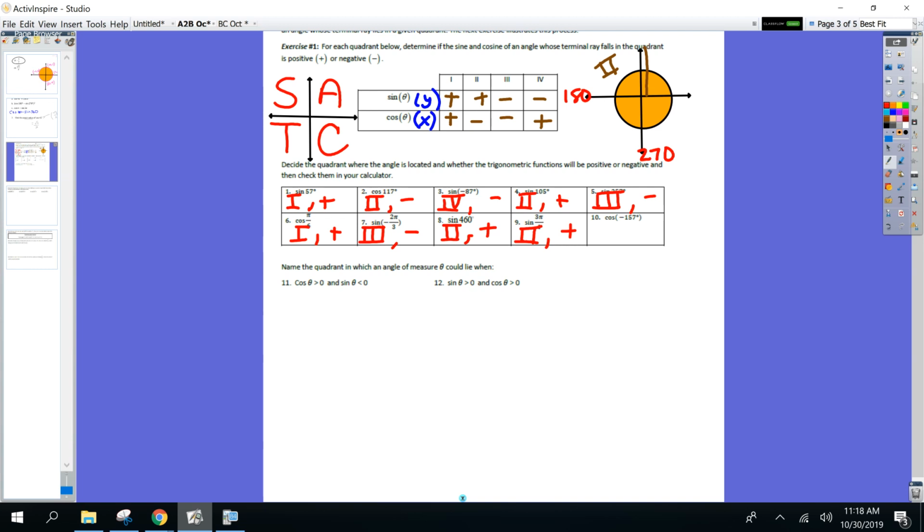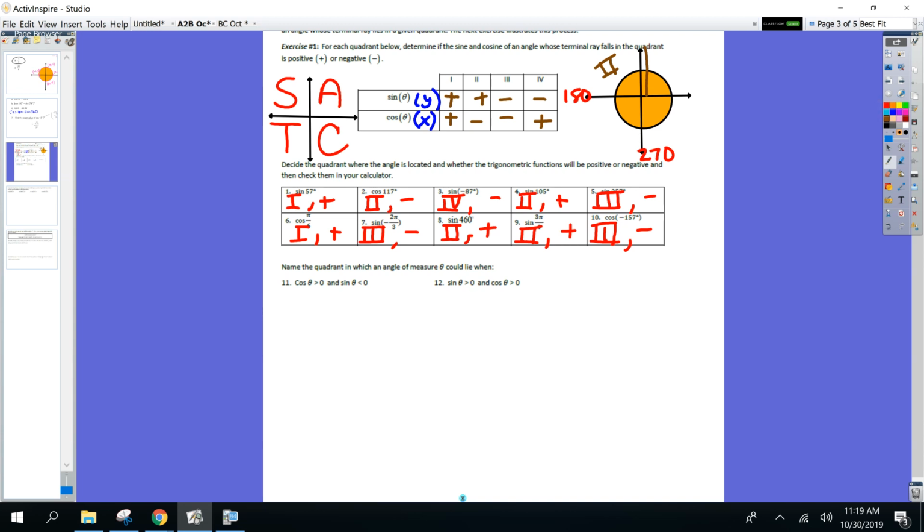Quadrant 2 and negative quadrant 2. That would be if it was positive 157, right? Quadrant 3, negative for the cosine value. There you go, everyone. Nice job. Everyone all right? ASTC, All Students Take Classes, because now I'm going to advance this and use it differently.